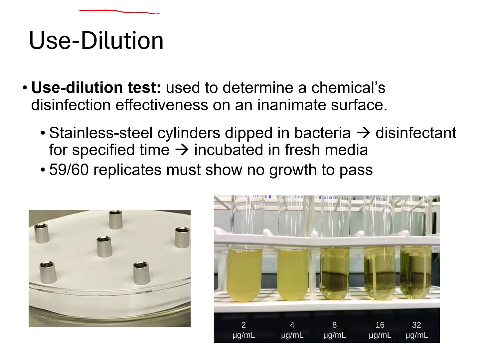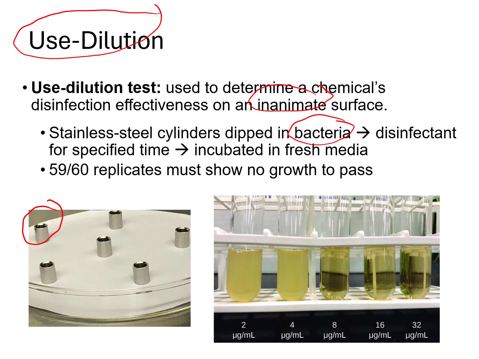Our next test is the use dilution test. And the use dilution test is a standardized lab method that we use to evaluate disinfectants on inanimate surfaces, non-living surfaces like surgical instruments or countertops. So this procedure involves taking metal cylinders. We're going to dip these in a bacterial culture. And then this bacterial culture is usually Staphylococcus aureus or sometimes Pseudomonas aeruginosa.